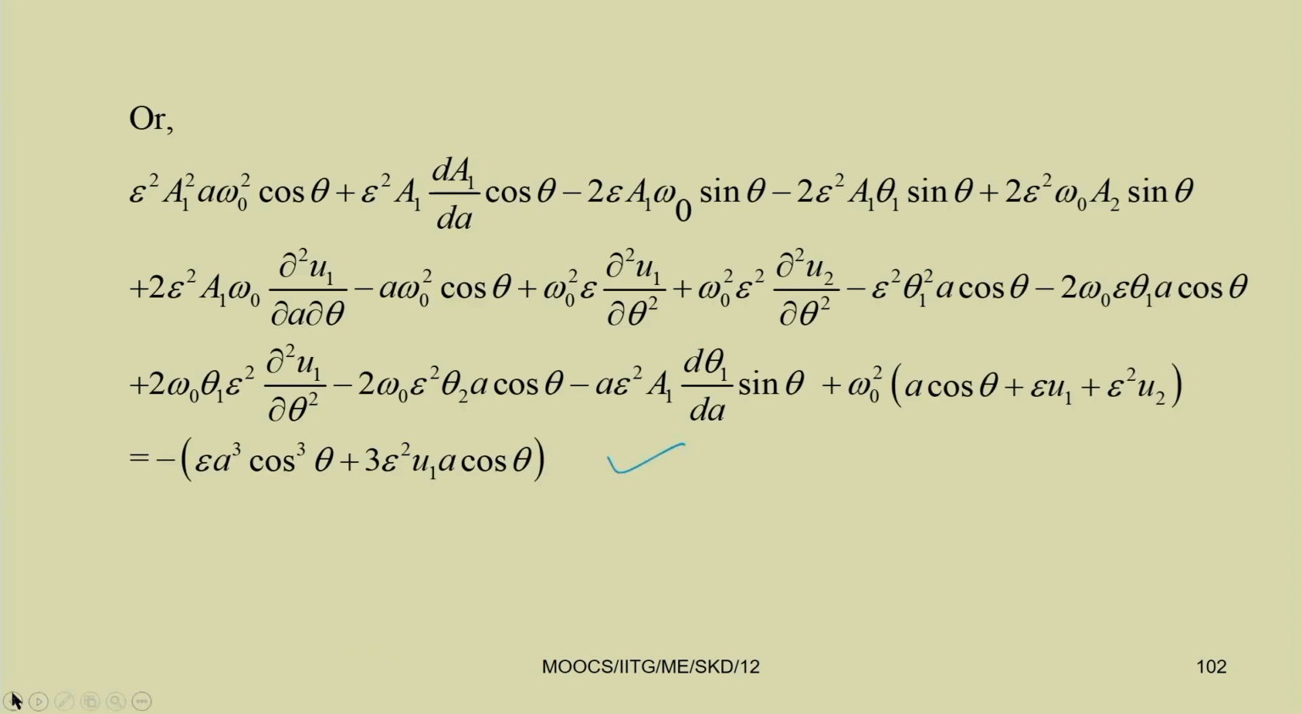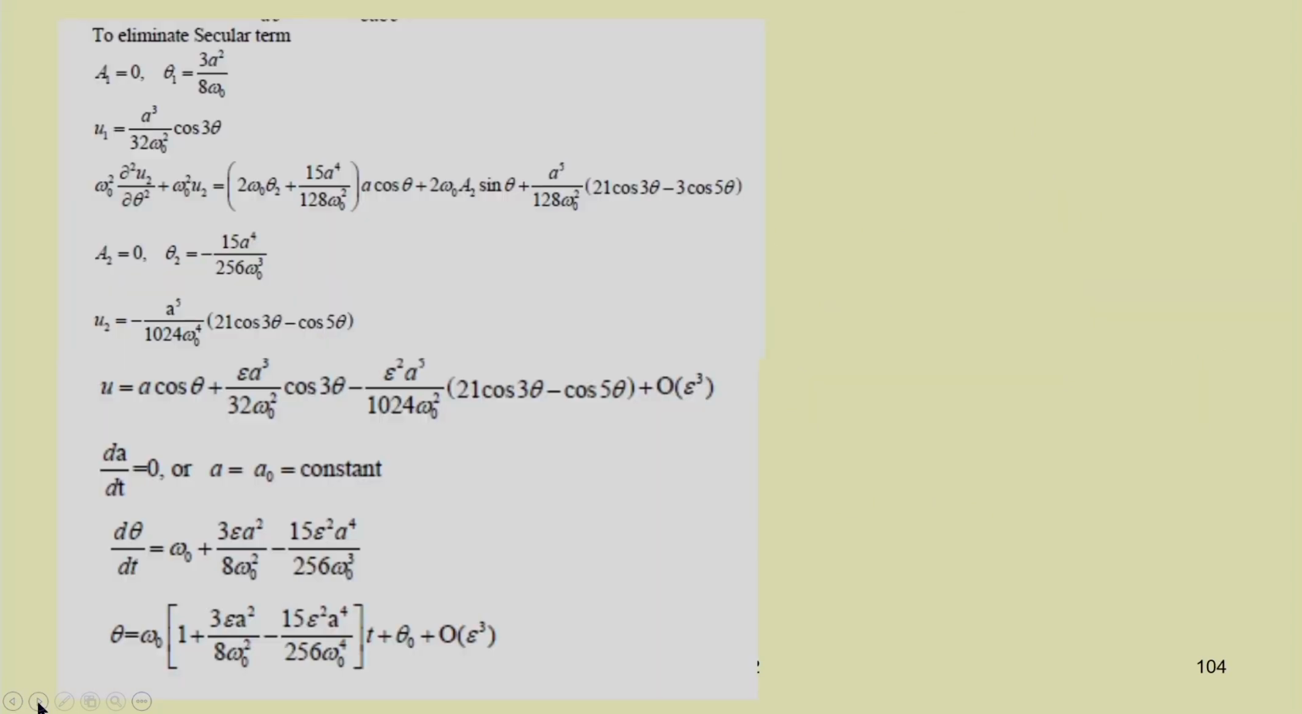Now, separating the order of epsilon, one can get the secular term, and from the secular term one can see that A1 equal to 0, θ1 equal to 3a²/(8ω0), u1 equal to a³/(32ω0²) cos 3θ. Similarly, ω0² ∂²u2/∂θ² plus ω0² u2 equals this term. From these equations one can get A2 equal to 0, θ2 equal to minus 15a⁴/(256ω0³). Similarly, one can obtain u2 also.